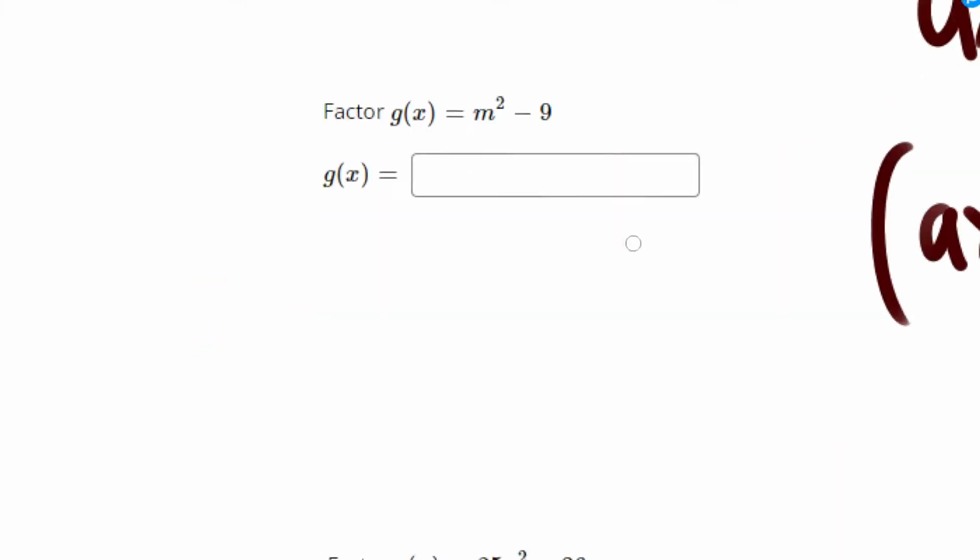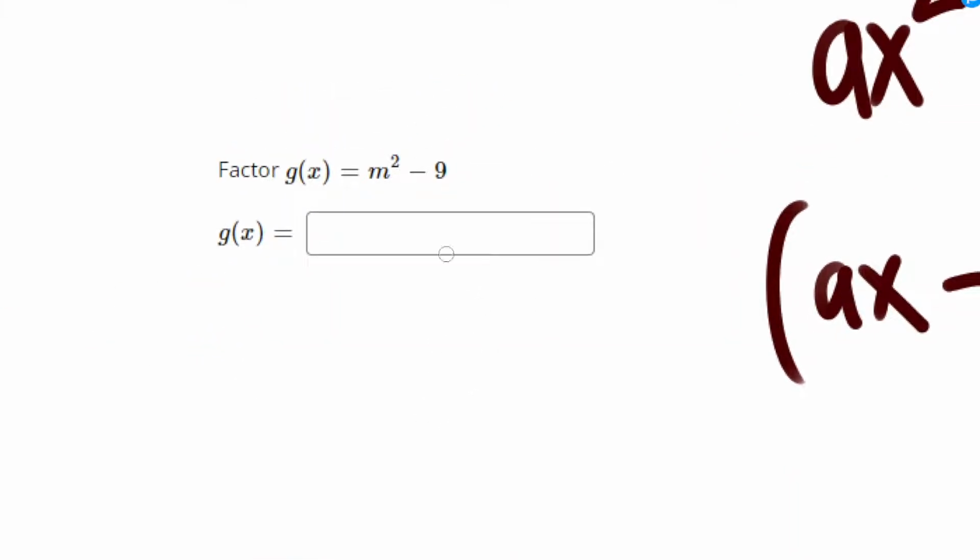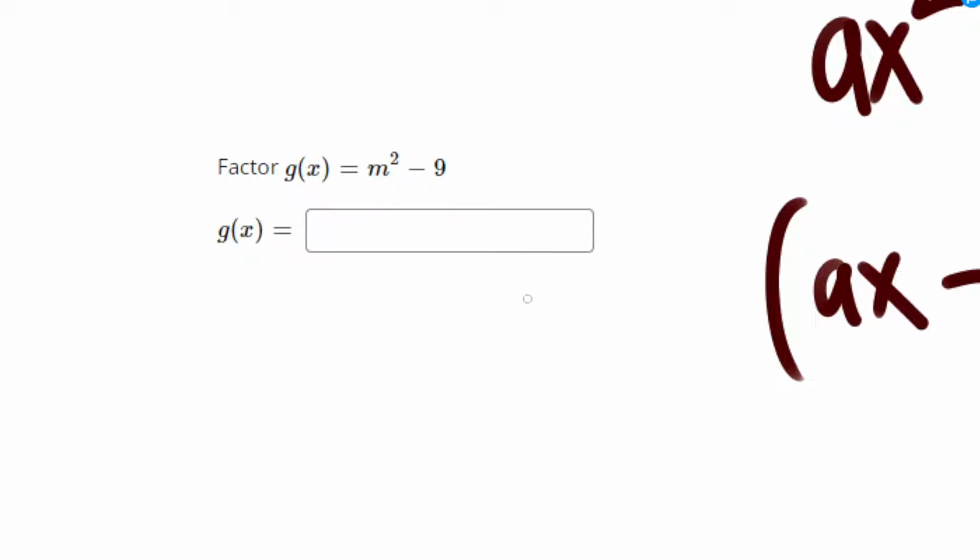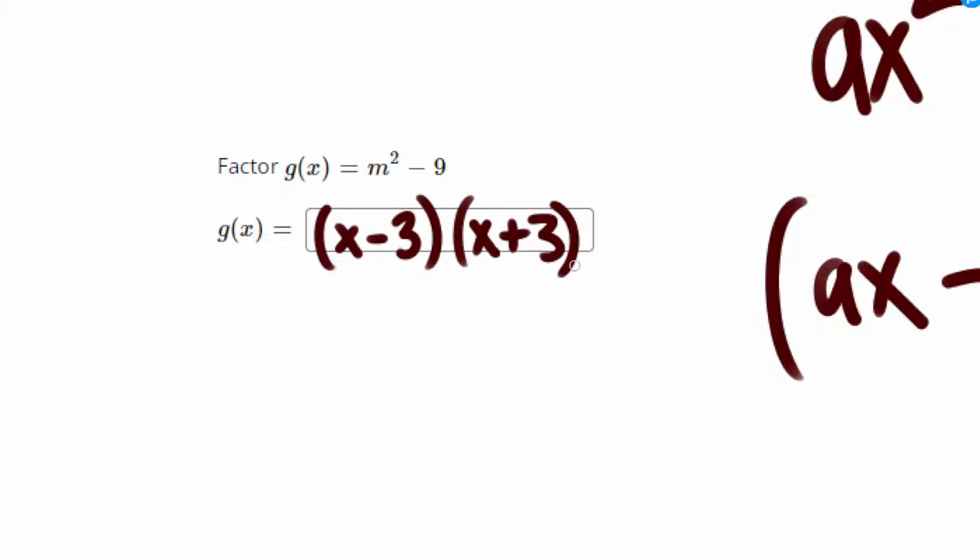So, for example, we have something like m squared minus 9. Our a here is 1, so we have 1m minus 9. Our factored form would look like x minus 3 and x plus 3. And if we multiplied that out, we would see that that's true.